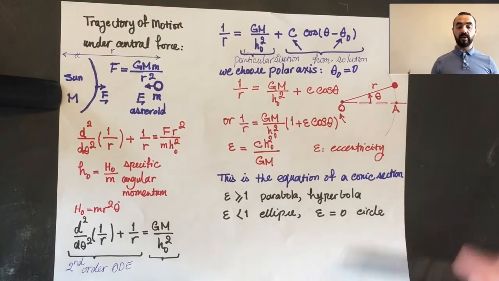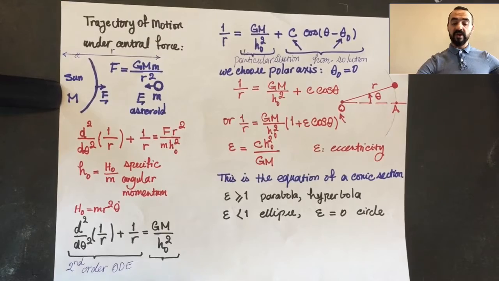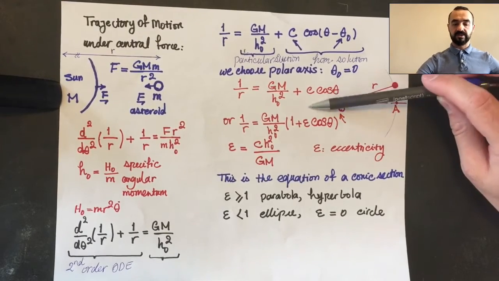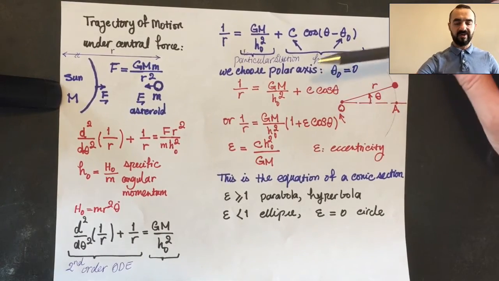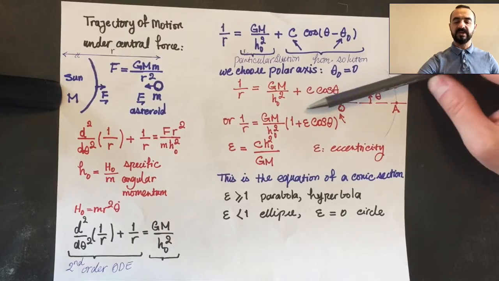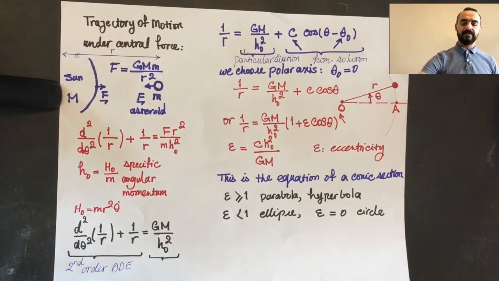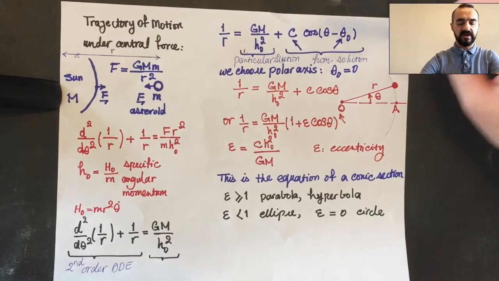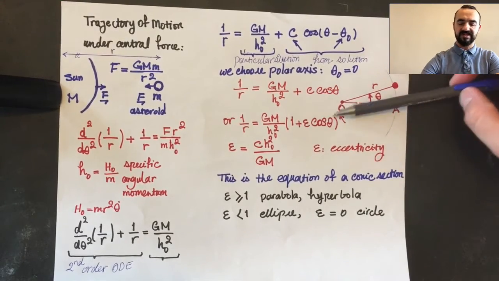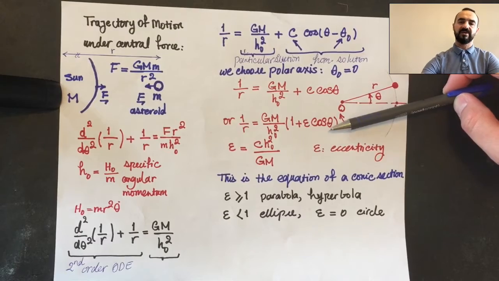All right, so finally, this is what we have, the trajectory of motion: 1 over r is equal to GM over h0 squared plus C cosine theta. All right, fantastic. So I'm going to factor out GM over h0 squared and describe the equation in this form: 1 plus epsilon cosine theta.